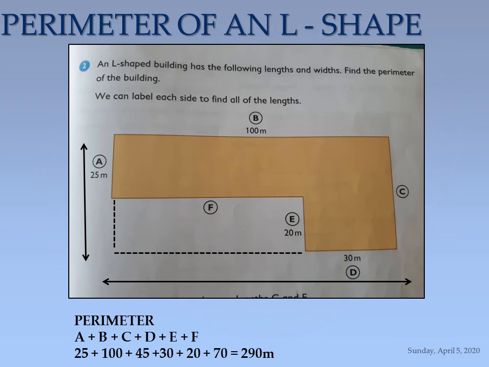What is line A? 25. B is 100. C is 45. Now that we know, D is 30. E is 20 and F, which we found earlier, is 70 meters. Now, let us add it all together to find the perimeter of the building. The answer is 290 meters. We don't need to write meter square because we're not measuring area. This is perimeter.